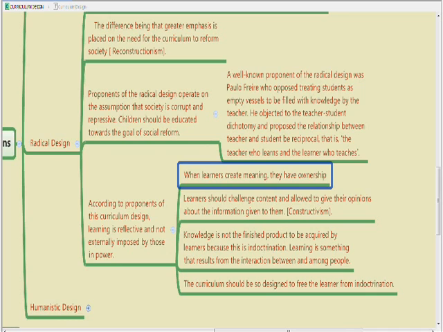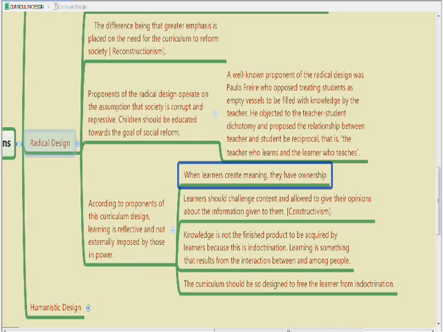Learning is something that results from interaction between and among people. Curriculum should be designed to free learners from indoctrination. Okay, so folks, that is the radical design model.